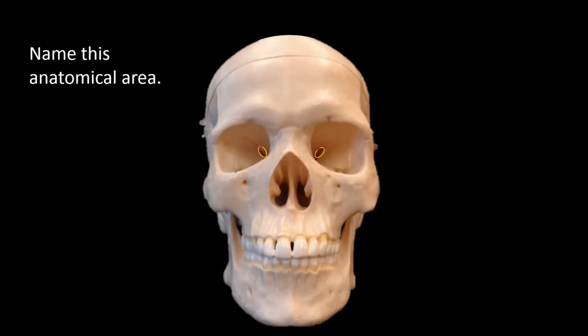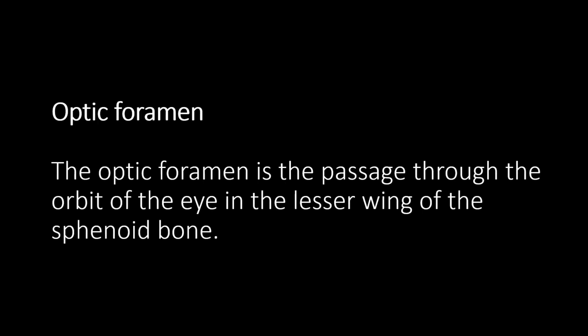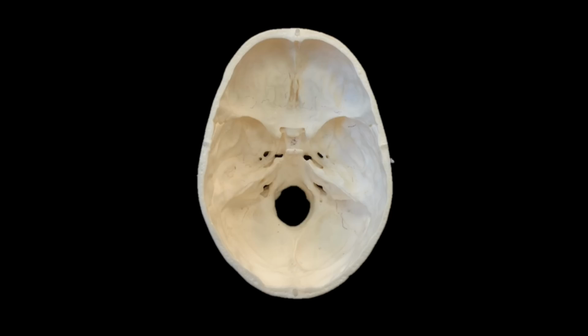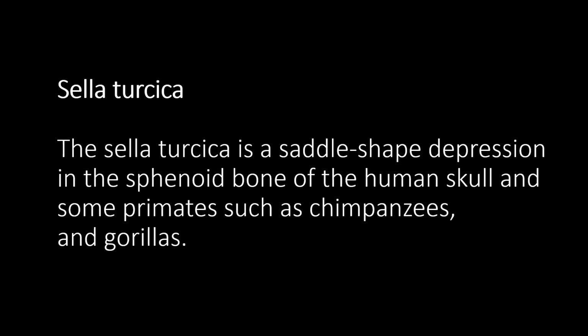Name this anatomical area. Optic foramen. The optic foramen is the passage through the orbit of the eye in the lesser wing of the sphenoid bone. Name this anatomical area. Sella turcica. The sella turcica is a saddle-shaped depression in the sphenoid bone of the human skull, and some primates such as chimpanzees and gorillas.